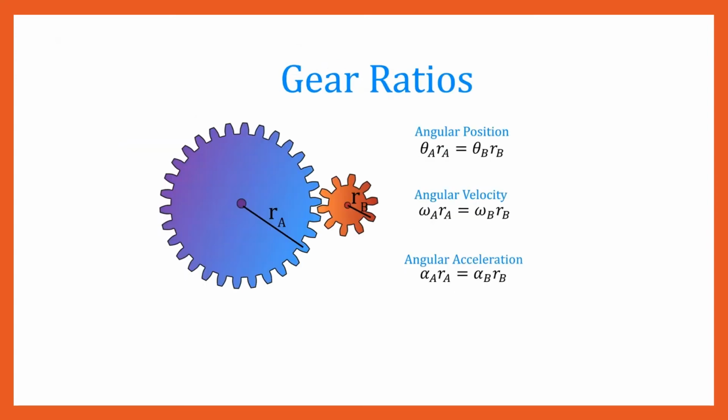This is gear ratios. When we have two gears with two different sizes, that means when one spins at a certain rate, the other spins at a different rate. How can we relate them together? We can do so by the ratio of each gear and their respective positions. For velocity and acceleration, we can use the following equation.